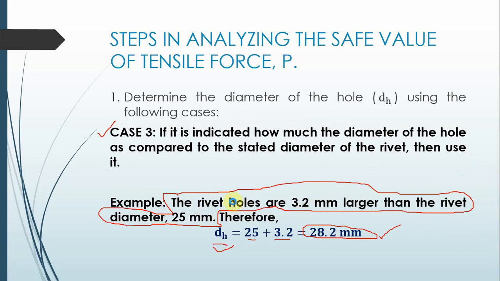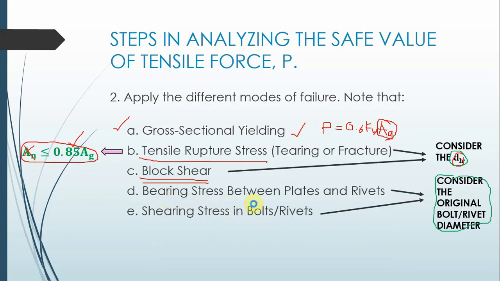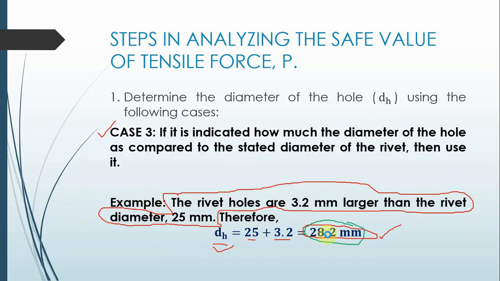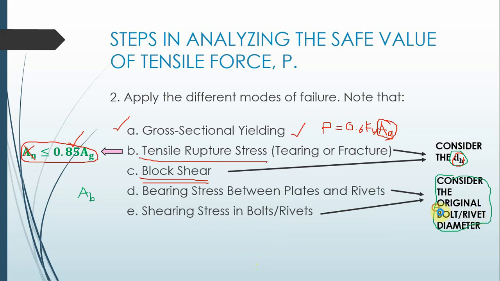So here, for example, the rivet holes are 3.2 millimeters larger than the rivet diameter of 25 millimeters. You will not use this for bearing stress between plates, since that is a different area, the A sub B. You will not use the 28.2. You will use the 25, the original. You use the original, not the hole.